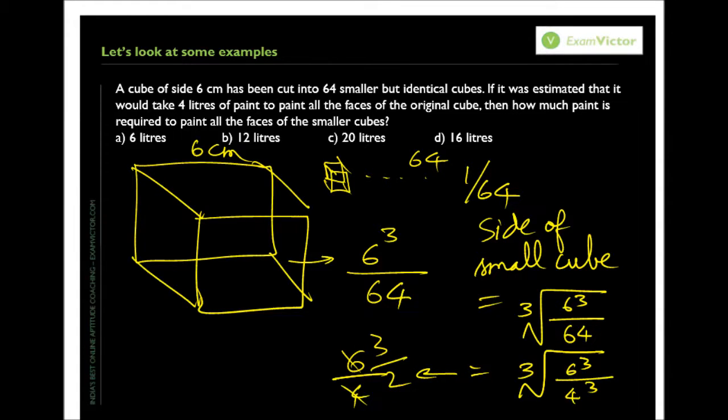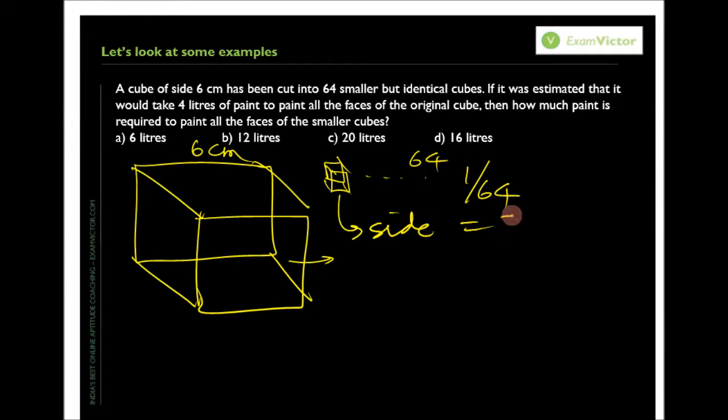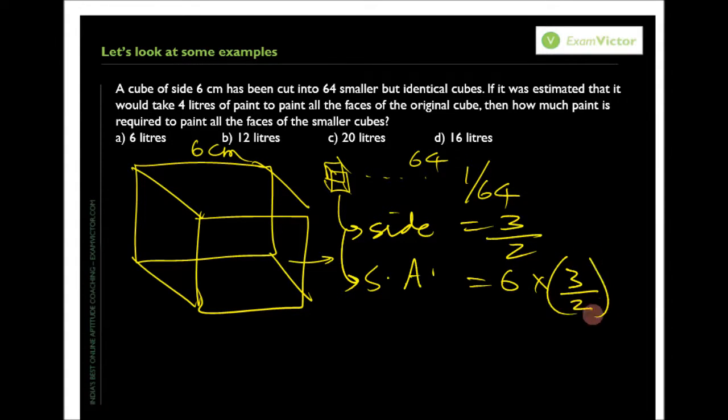So now that we have the side of the smaller cube, I'm just going to clear up some space. Now we can start calculating the surface area. So side equal to 3 by 2. So surface area of the smaller one is equal to 6 into 3 by 2 square. We know that the surface area of the larger one is equal to 6 into 6 square, which is equal to 6 cube. I'm just applying the formula 6S square.